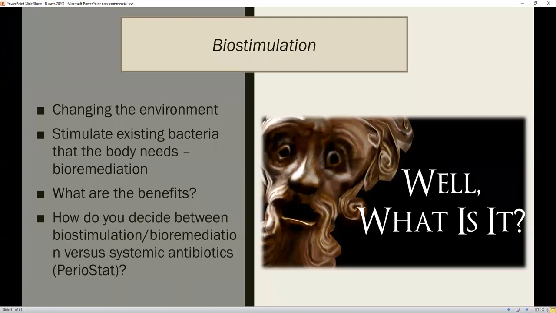So how do you decide between biostimulation and bioremediation versus total bacterial wipeout? Maybe how involved the perio and the bacteria is. So we want to change the environment. So we want to stimulate the existing bacteria.